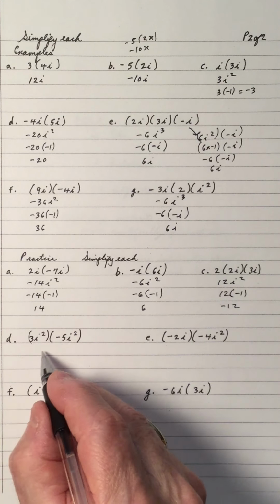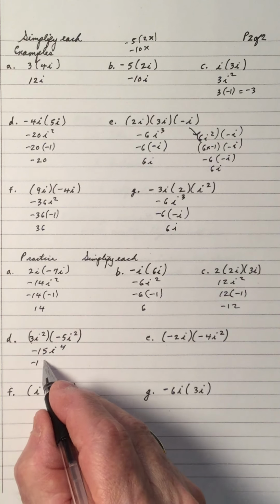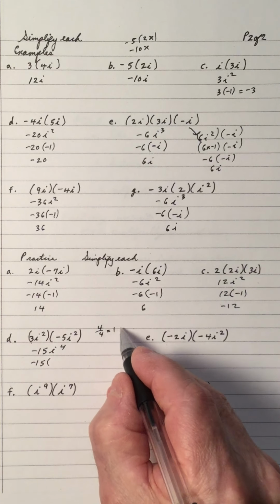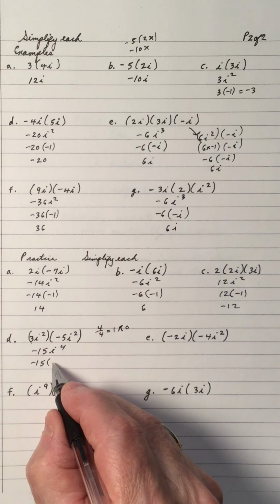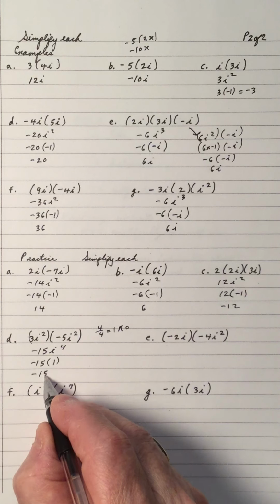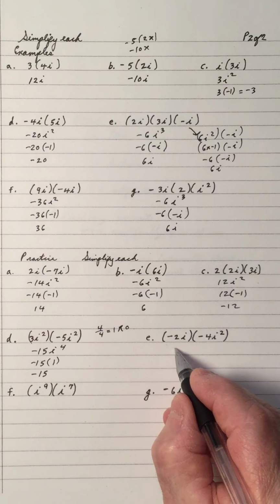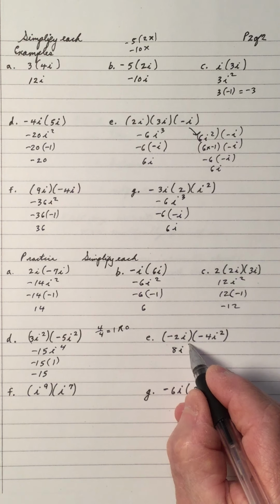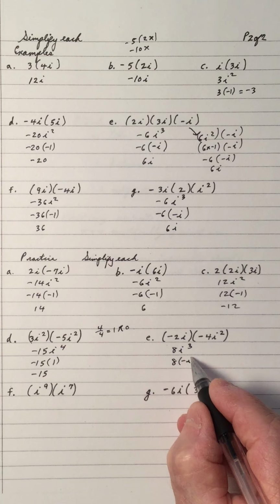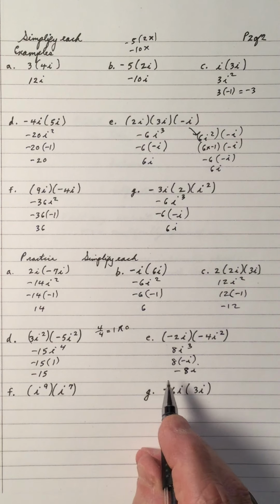3 times negative 5 is a negative 15 i to the 4th. And i to the 4th: 4 divided by 4 gives you 1 with a remainder of 0. So i to the 0 is a 1. So that's negative 15. Multiply. Negative times a negative is positive 8i cubed. 1 plus 2 is 3. i cubed is negative i. So that gives me negative 8i.